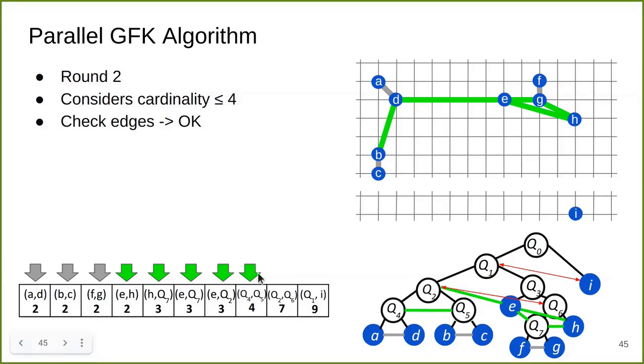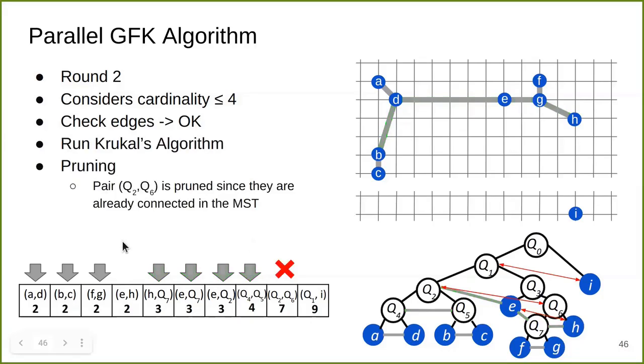And we check whether they can be processed in Kruskal's algorithm in this round, and it turns out they all can be. So we add them to Kruskal's algorithm and get a larger MST. And note that here's our MST.